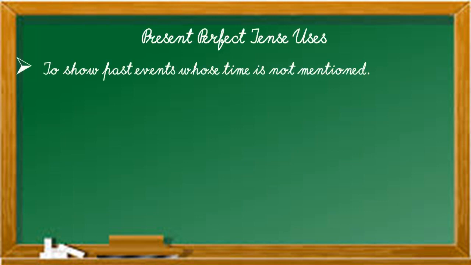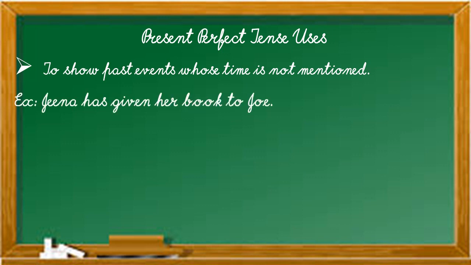Next we will discuss the uses of present perfect tense. First one, to show past events whose time is not mentioned. That means we use the present perfect tense to say that an action happened in the past at an unspecified time. Here, time of action is not important. For example, Gina has given her book to Joe.